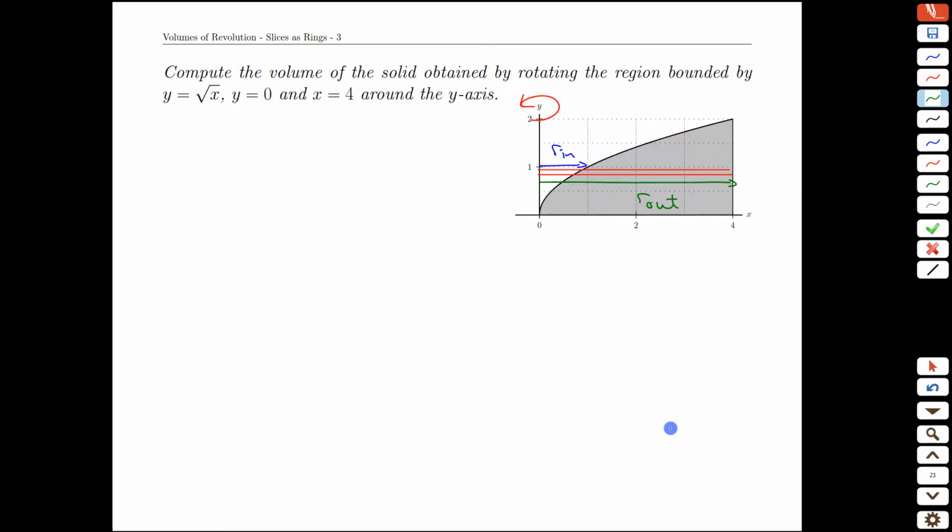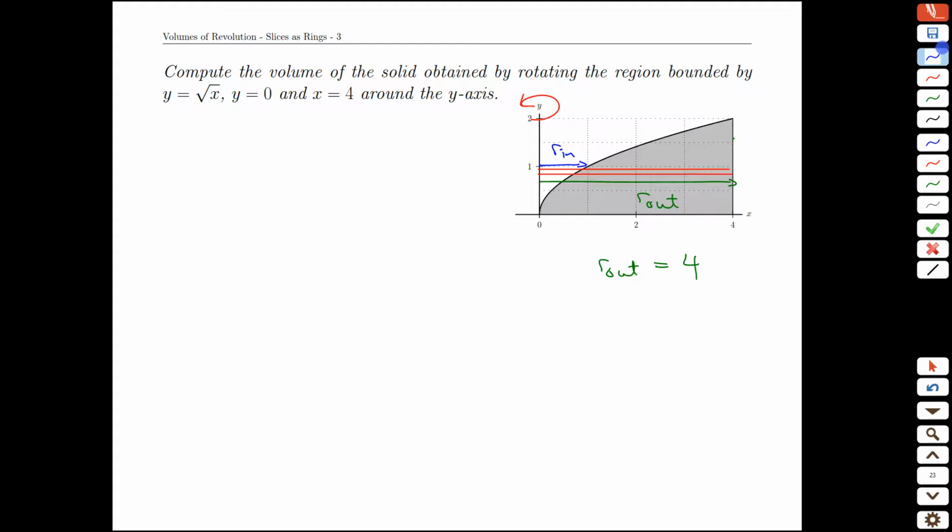If you imagine a slice down low, the outer radius is 4. If you imagine a slice up top, this outer radius is 4 again. And so we know immediately that that outer radius is 4 all the time. It's always being defined by this boundary.